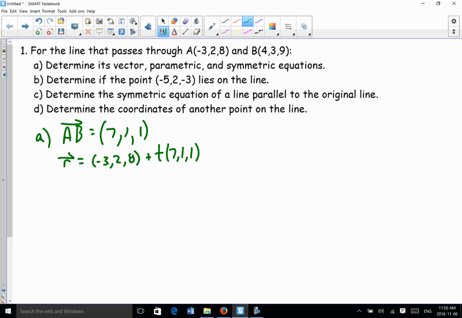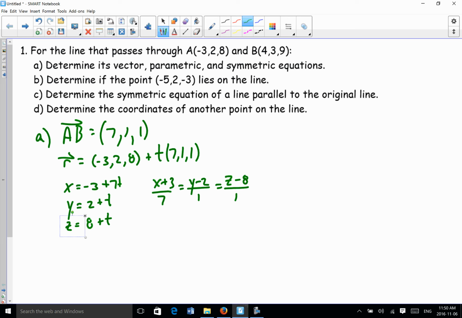There's your vector equation. Parametric, we just pick the x part, so the -3 plus 7t. Y would be the y part, so 2 plus t, and z would be the z part, 8 plus t. Turn that into a symmetric equation. So (x plus 3) over 7, (y minus 2) over 1. You don't have to show the 1 if you don't want to. And (z minus 8) over 1.